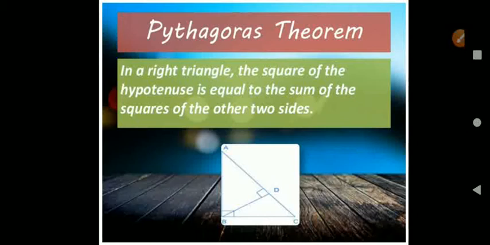The theorems which are useful in this chapter are, first one, Pythagoras theorem. In a right triangle, the square of the hypotenuse is equals to sum of the squares of the other two sides. It is known for everyone.